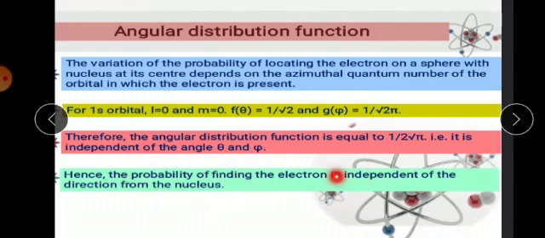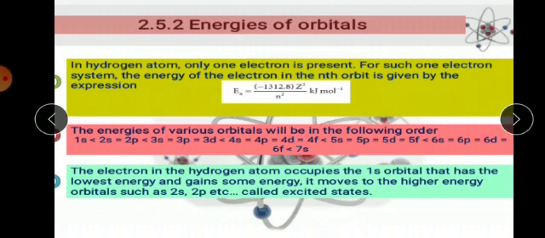So the probability of the electron being present in this space is independent of the direction from the nucleus. This is the angular distribution function. Up to this point, we have seen the shapes of the s, p, d, f orbitals. And what will be the energies of the orbitals? How much energy for the s, p, d, f orbitals?